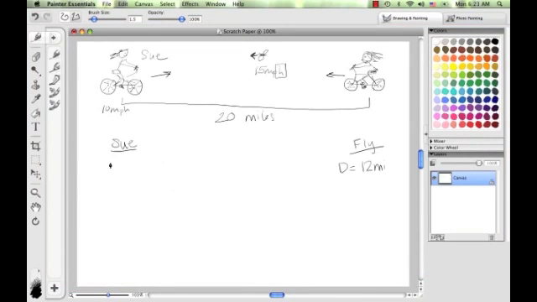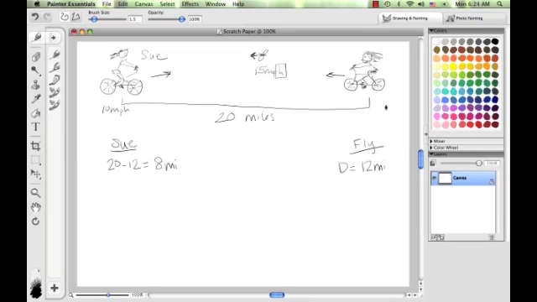That's right, we're not done. We've got to keep going till the end. We know how far the fly traveled, but that's only for one trip between the cyclists, and the fly keeps going back and forth. So in this case, if the fly traveled 12 miles, then Sue traveled 20 minus 12 miles, which means she traveled 8 miles.